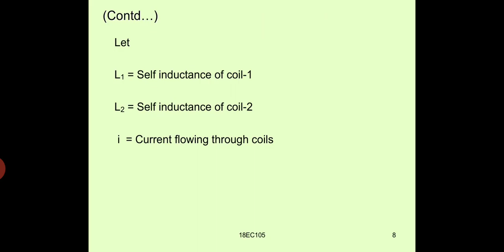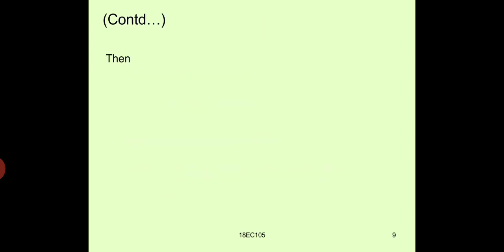Now let the self-inductance of coil 1 be equal to L1, and similarly L2 be the inductance of coil 2. And we have seen in the figure that I is the current flowing through the coils, and Ls is the total inductance of the series combination. Now let us try to derive an equation for the total equivalent inductance. Let us see what happens here in the circuit. The self-induced EMF in coil 1 is expressed as E1, and that is equal to minus L1 di by dt.